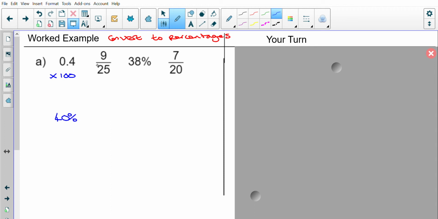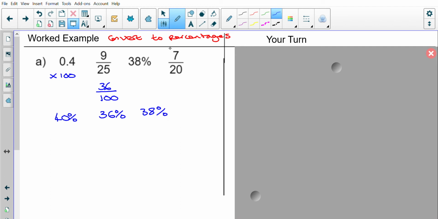9 over 25, so that's a fraction, so we need to get that as a fraction over 100, and we've just seen that 25 times 4 is 100, so we've multiplied 25 by 4 to get 100, so we need to do 9 times by 4, which is 36. So 9 over 25 as a percentage is 36%. 38%, well, that's already a percentage.